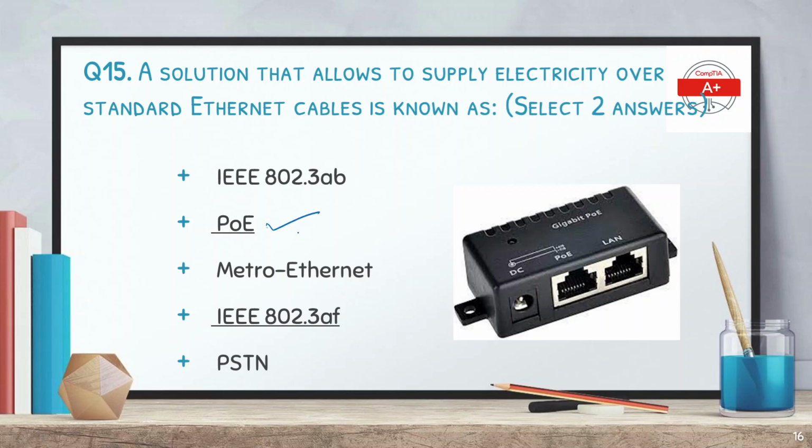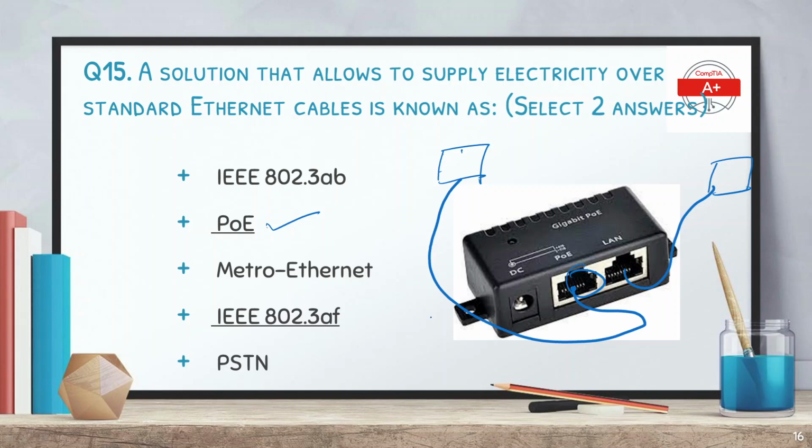So PoE is used to provide data as well as electricity to certain devices, such as, let's suppose, a CCTV camera. We can connect the Ethernet cable of the CCTV camera to this PoE port, and then another Ethernet cable to a network device. So PoE is used to power as well as transmit data through this port. So again, PoE is used for power over Ethernet.